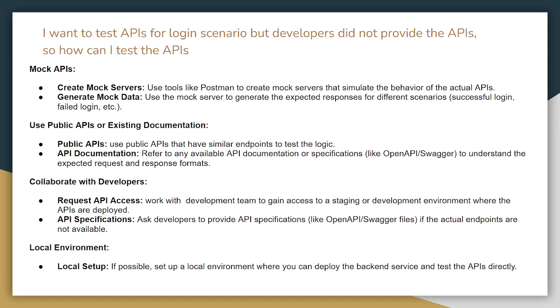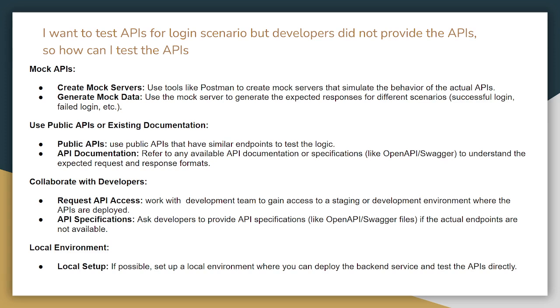of actual API endpoints provided by developers can be challenging, but there are several strategies you can employ to work around this situation. First is mocking the APIs. You can use tools like Postman to create mock servers that simulate the behavior of the actual APIs. You can define the expected responses and behavior based on the API documentation and expected behavior. You can also generate mock data, using the mock server to generate expected responses for different scenarios, like successful login, failed login, etc.